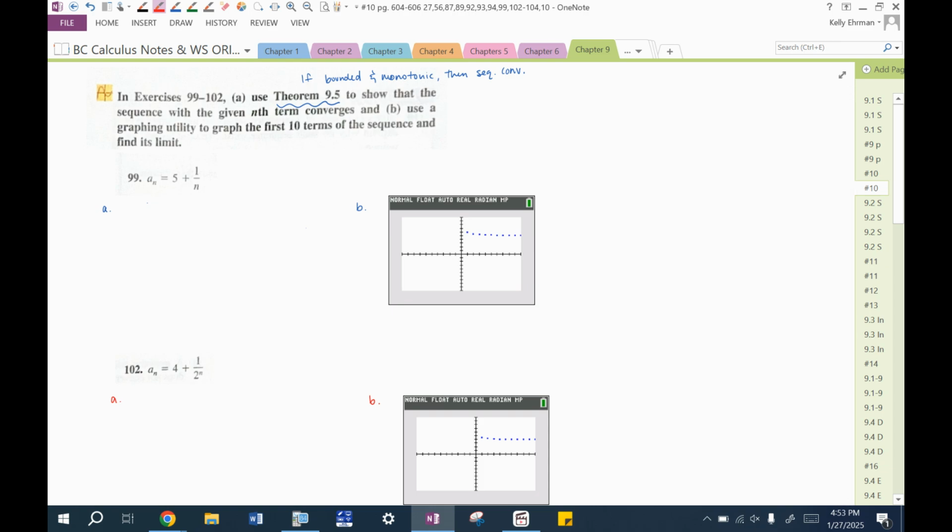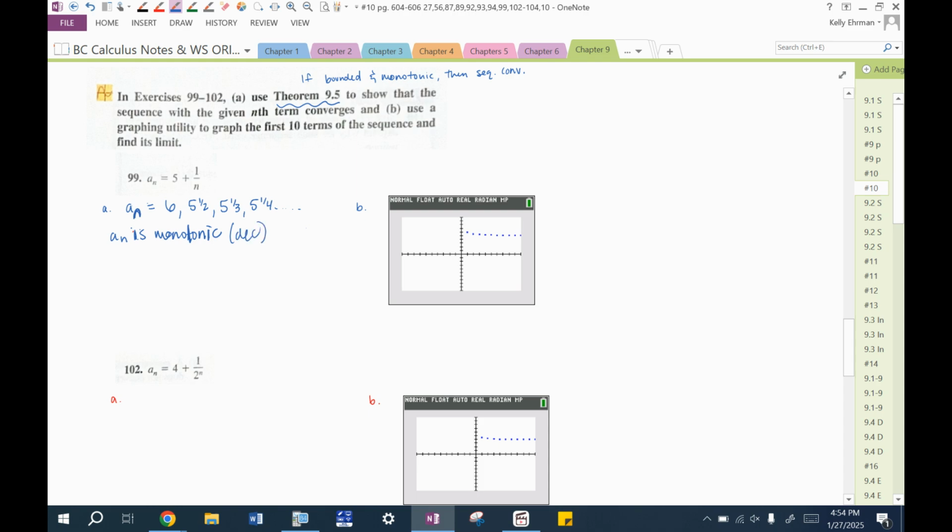Okay, so I want to show that the sequence is monotonic, so I'm going to list out some terms here. If I plug in 1, I get 5 plus 1, which is 6. If I plug in 2, 5 plus 1/2 is 5.5. Then if I plug in 3, 5 1/3, 5 1/4, etc. So that's enough to convince myself that A sub n is monotonic, decreasing.